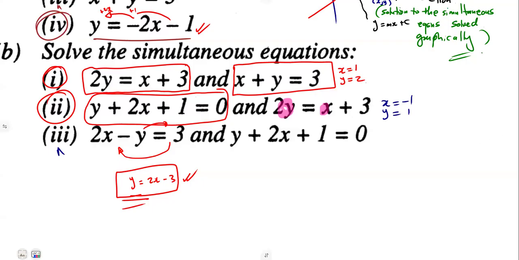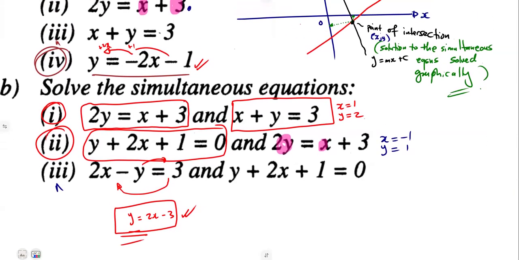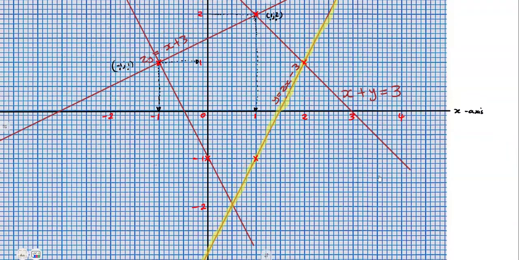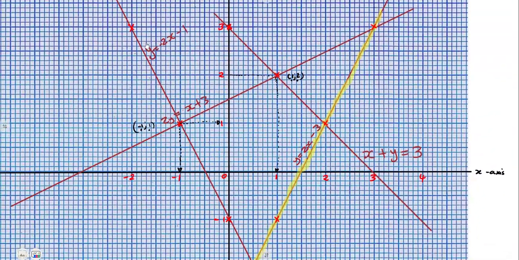Okay. Then another one. It is y plus 2x plus 1 is equal to 0. We talked about this one before. And we said it is y is equal to what? Minus 2x minus 1. We just take this to the other side. So it's going to give us y is equal to minus 2x minus 1, which is this line. So this is the line that we are talking about.